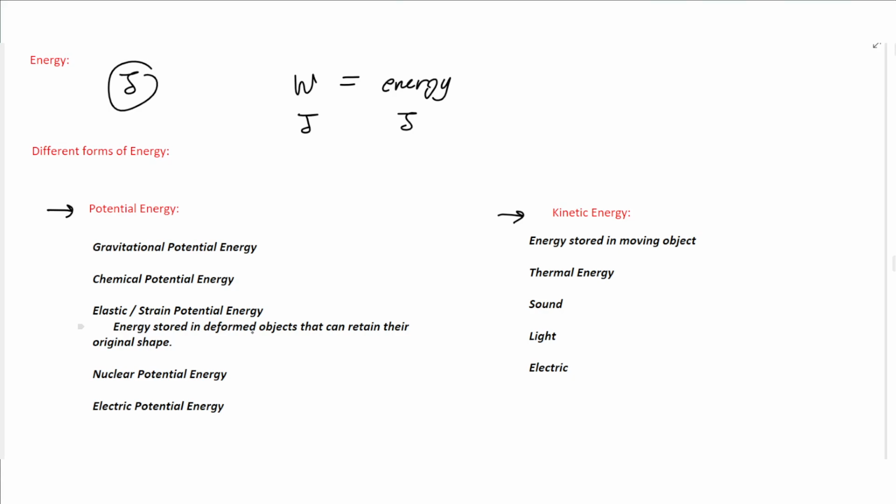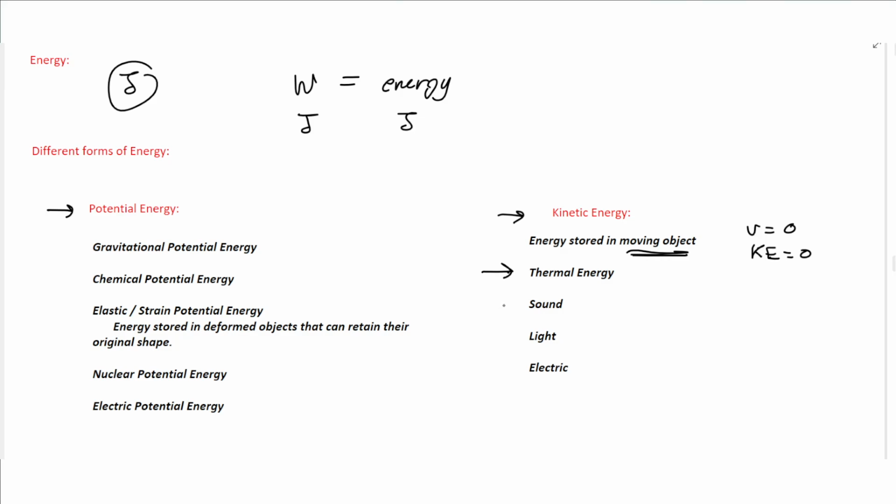Nuclear energy is the energy stored in a nucleus. Electric potential energy is the energy stored in charges. As for kinetic energy, it is the energy stored in a moving object. If the speed is equal to 0, the kinetic energy is equal to 0. If we're talking about kinetic energy of particles or molecules, this is called thermal or internal energy.